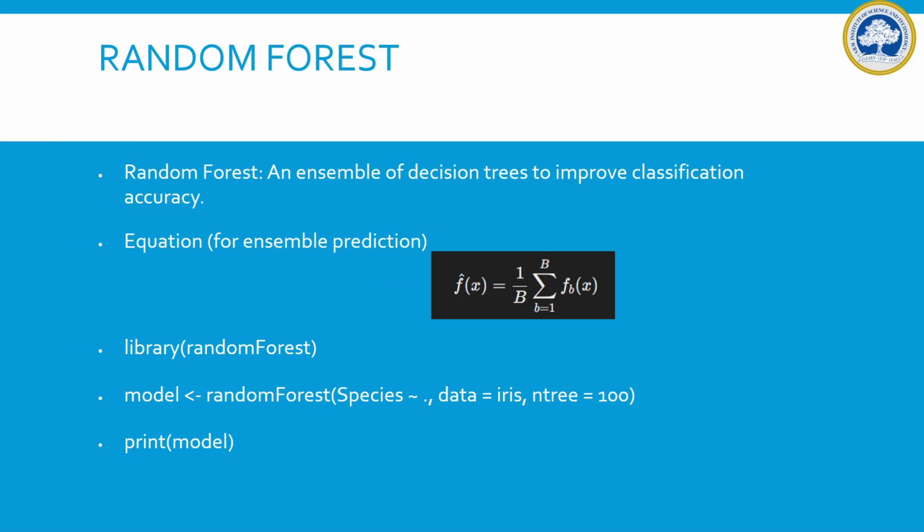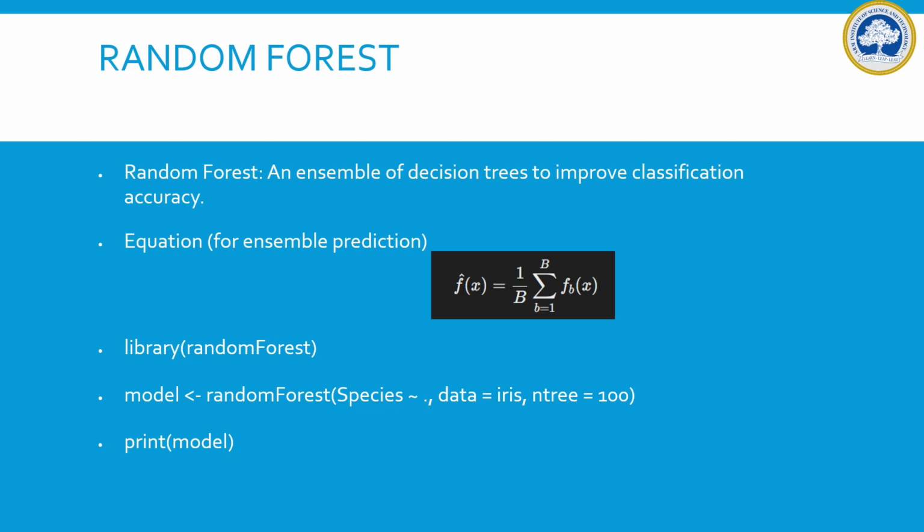Let us discuss the random forest machine learning model. Random forest is an ensemble machine learning model, especially an ensemble of decision trees to improve the classification accuracy. That means under random forest, the forest is nothing but a collection of trees, right?